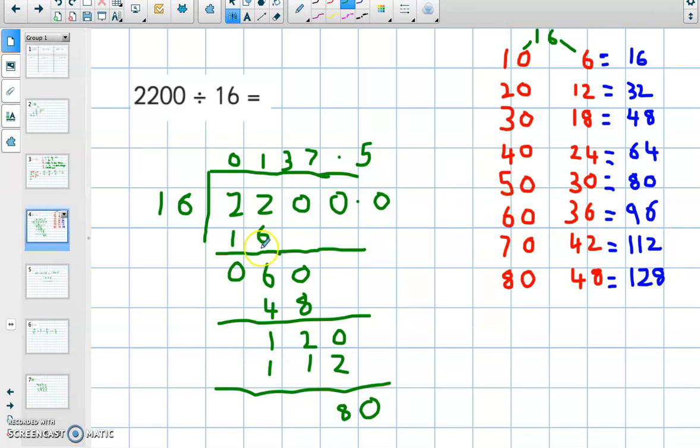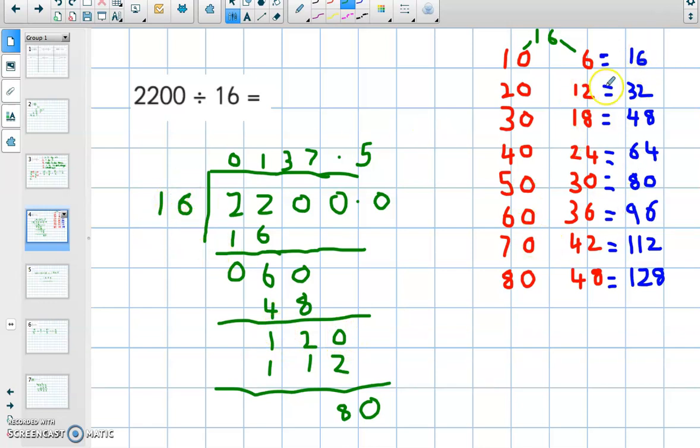Okay, so I know that in 60 there are 1, 2, 3 16s, so I put my 3 up here, and then I put whatever I got up to, 48, below the 60 and subtract it, which leaves me with 12. Again, I'm going to drop down the next digit next to my 12, because that's my remainder, to make 120. So now I need to see how many 16s go into 120.